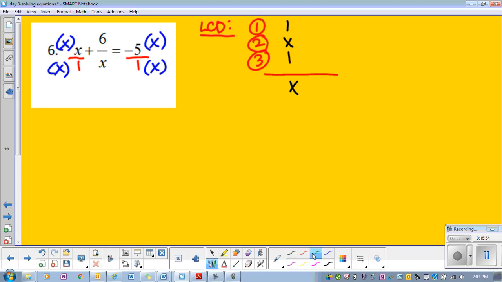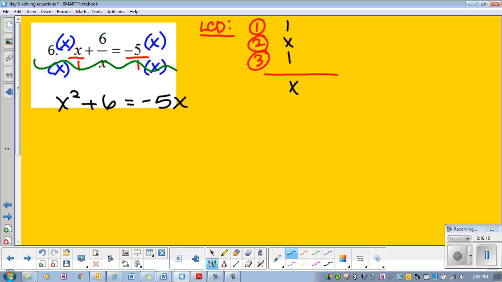Yes. Good. So fun part, cross out, cross out. Then I have x times x, which is x squared, plus 6 equals negative 5x.